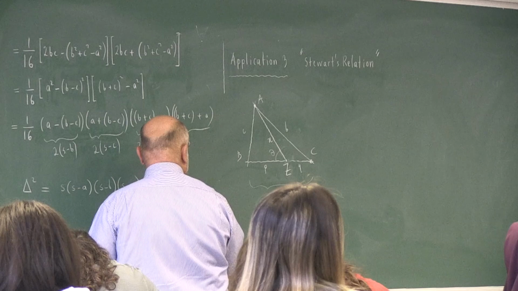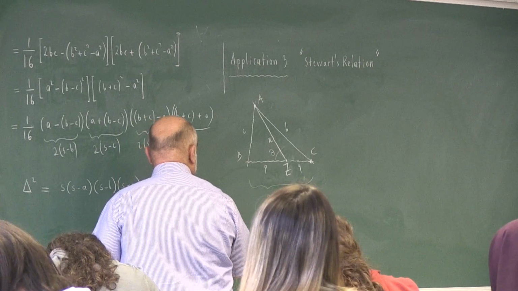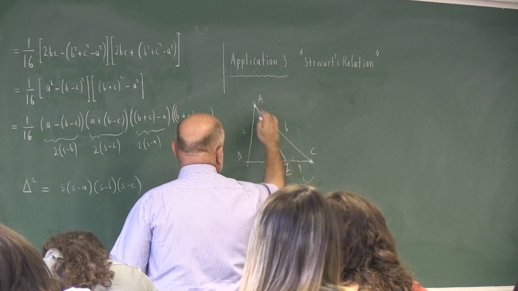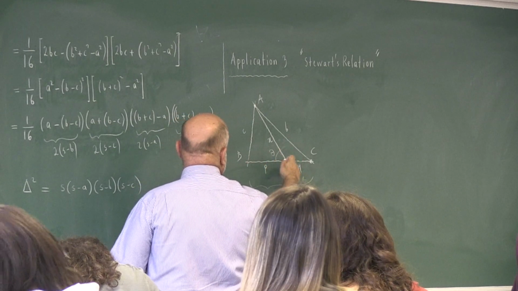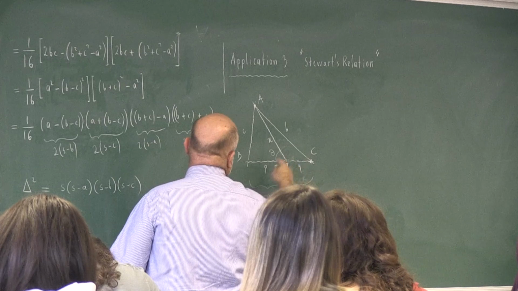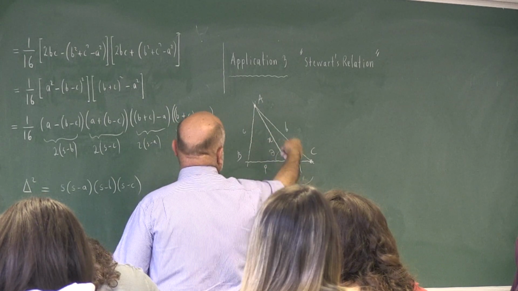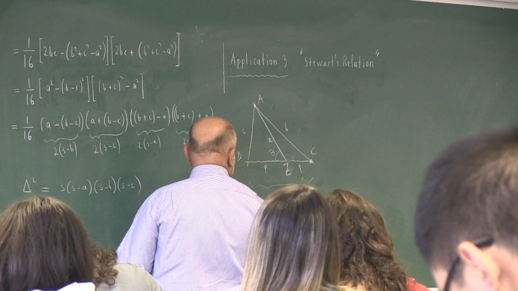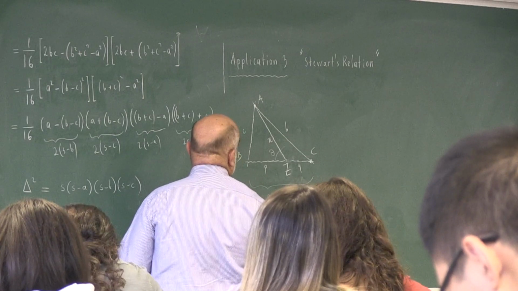The cosine rule. I apply it first in the triangle ZAB. Okay, so let's do things counterclockwise. ZAB. If you do that, what you get is the following.